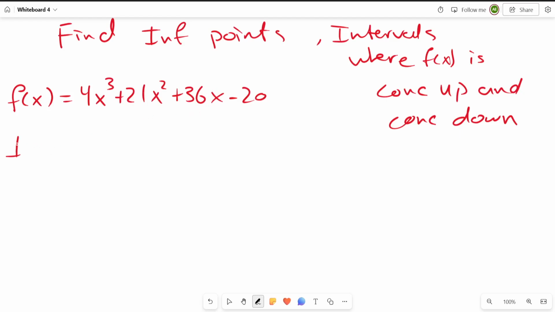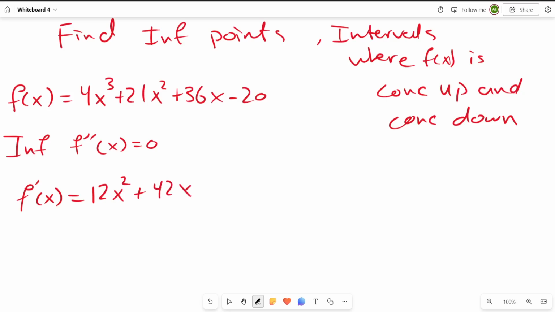So we know that inflection points happen when f double dash of x equals 0. So let's start by getting f double dash. In order to do that, we need to get f dash of x. This is going to be 4 times 3 is 12, and then x with the power reduced by 1, x squared, plus 2 times 21 is 42, then this is going to be x plus 36.